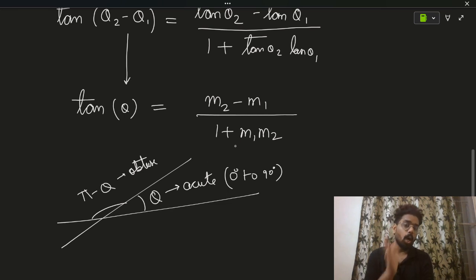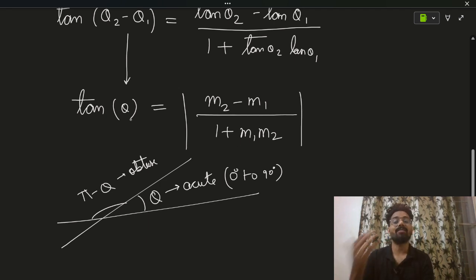Okay, but on the right hand side part, this is m2 minus m1 upon 1 plus m1 m2. We are not sure it is going to be positive or negative, so for the safer side, we are applying the mod. After applying the mod, we are getting theta as an acute angle. But remember, two lines will make two angles: one is theta, one is pi minus theta. This part is clear.